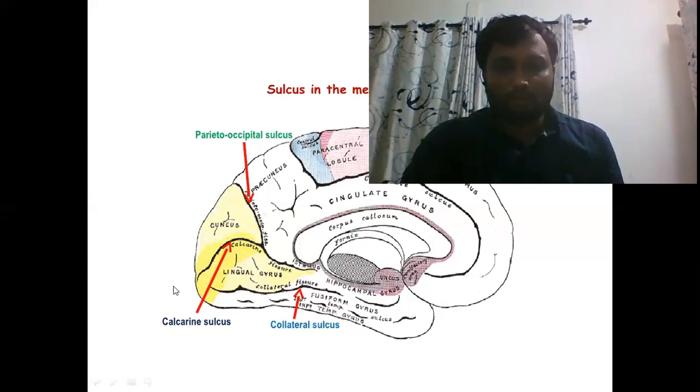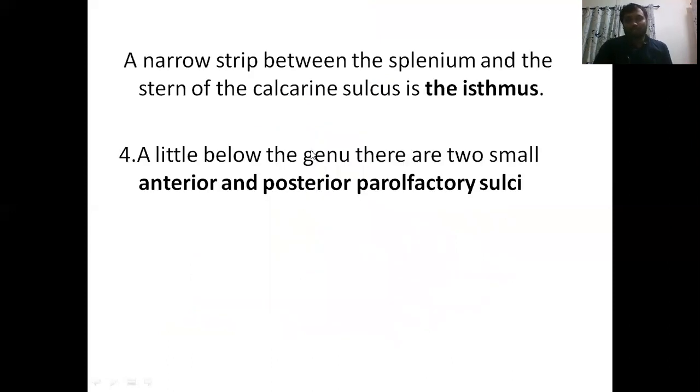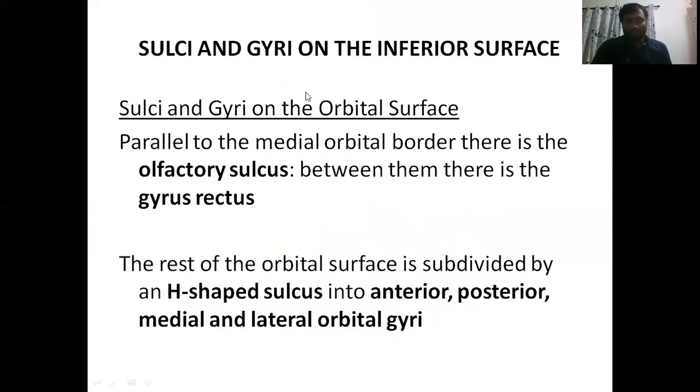So you have to add that also. This is what is meant by isthmus. It is the area which is seen between the splenium and calcarine sulcus, where the medial surface is continuous with the inferior surface. So this is the tentorial part of the inferior surface. So the sulci and gyri of the medial surface are clear.